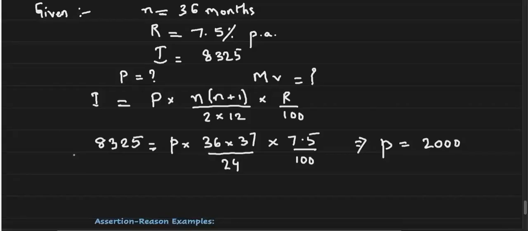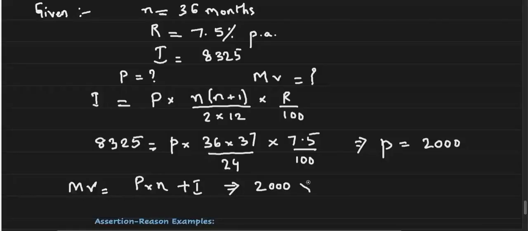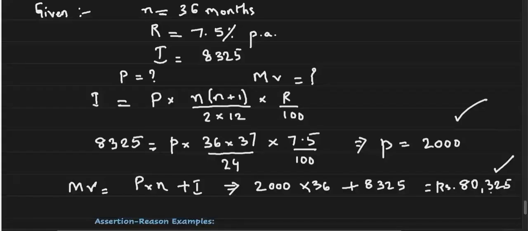Now, after finding the monthly deposit P, what we need to find out? Maturity value. Maturity value is nothing but your P into N, what you have deposited for N months, plus the interest which you have got. So here, P into N is 2000 multiplied by number of months, 36. So this will become 72,000 plus 8325. So this becomes 80,325. So what is the maturity value he gets? 80,325. This is the final answer. This is the P value. This is the maturity value.